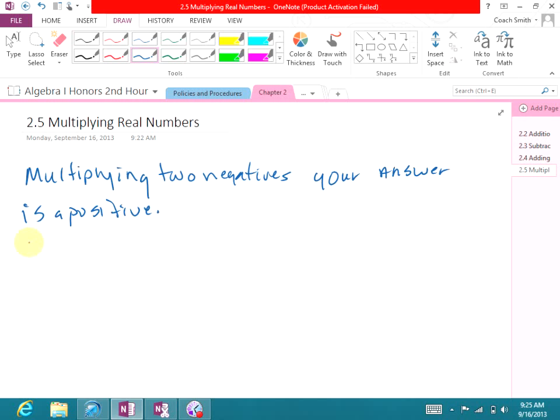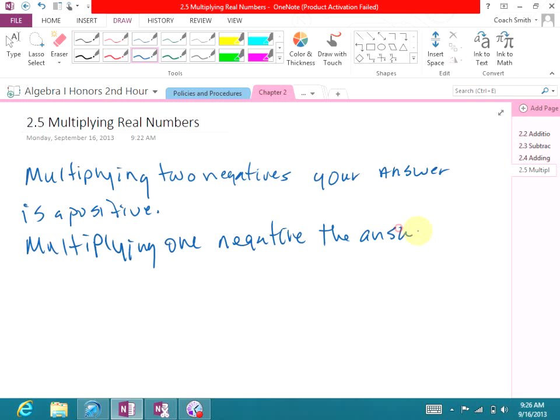When we're multiplying one negative, the answer is negative. And I'm having a hard time writing on my screen this morning, so bear with me. All right. So the answer is negative when we multiply one negative.